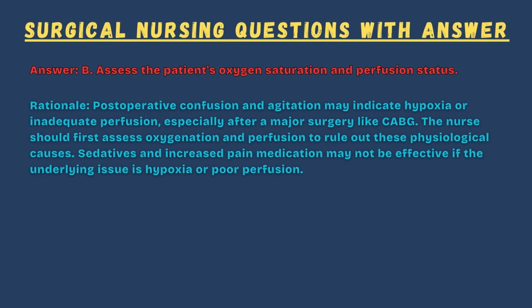Answer: B. Assess the patient's oxygen saturation and perfusion status. Rationale: postoperative confusion and agitation may indicate hypoxia or inadequate perfusion, especially after a major surgery like CABG. The nurse should first assess oxygenation and perfusion to rule out these physiological causes. Sedatives and increased pain medication may not be effective if the underlying issue is hypoxia or poor perfusion.